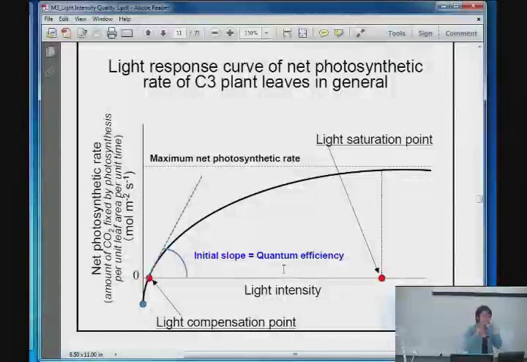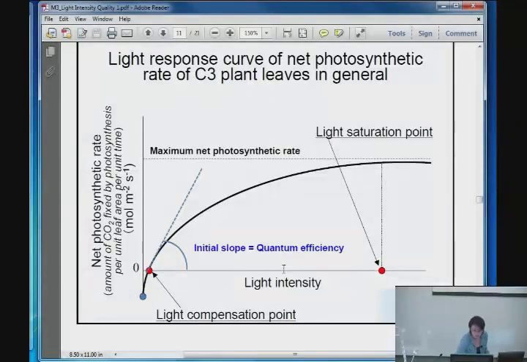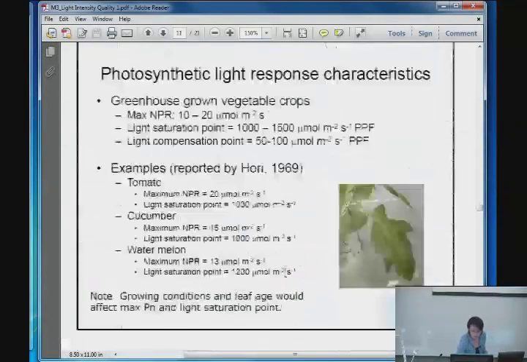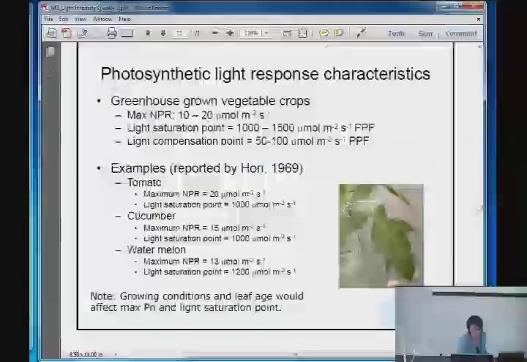And that is the true efficiency when light is the only limiting factor of the photosynthesis. Okay, so there are several things happening here. All right, and so this is a summary of the value range.